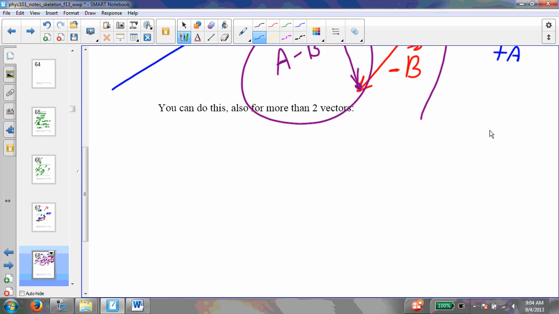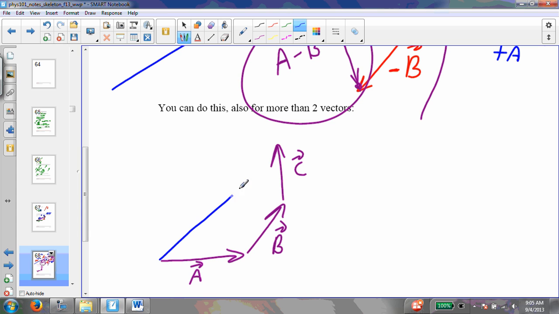You can also do this for more than two vectors. Say, for example, I have vectors that look like this. I'll call them A, B, and C. And then the sum of those vectors will look like this. That will be A plus B plus C.